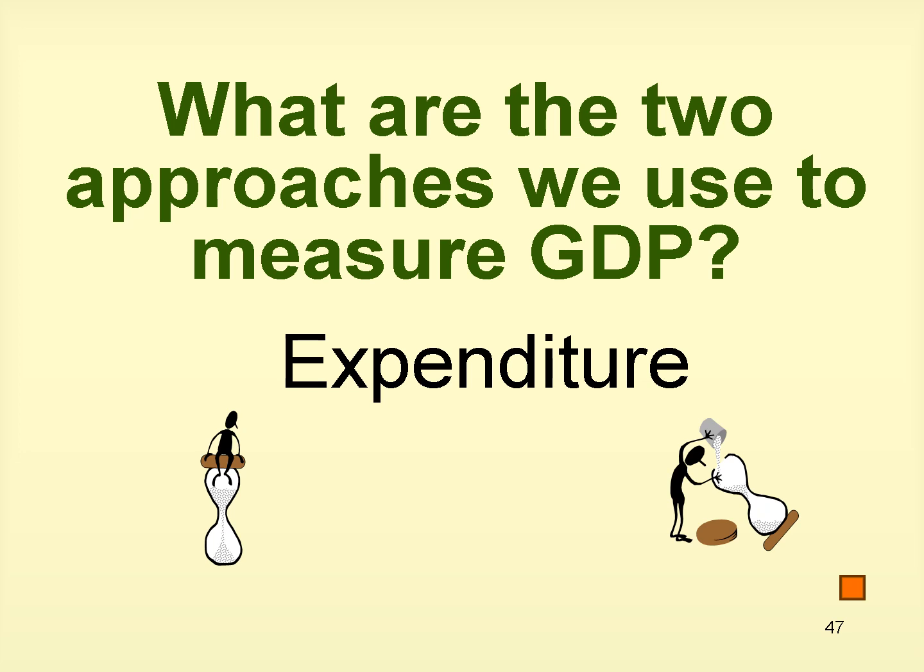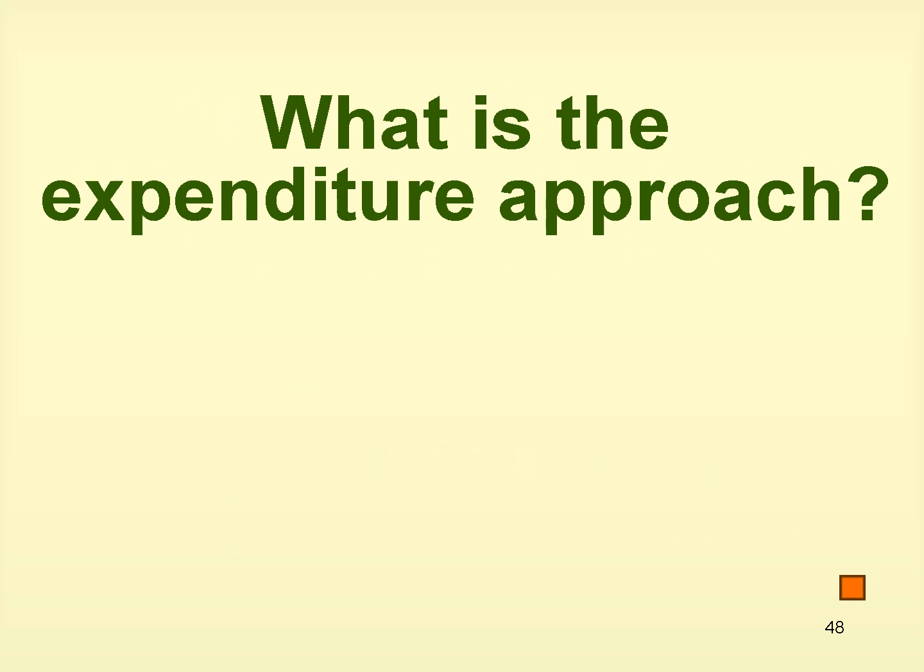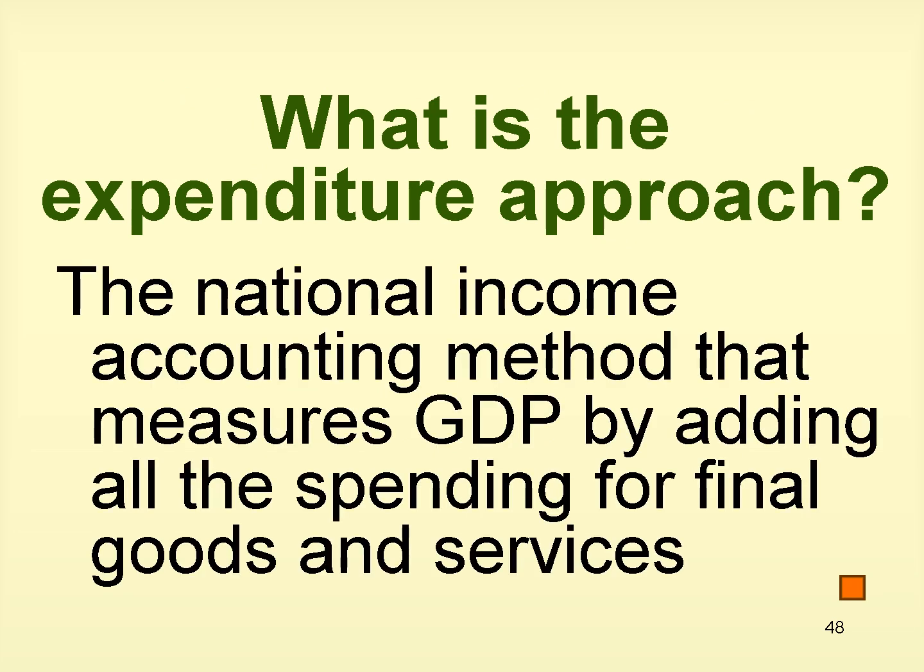Okay, the second approach is expenditure and also income. But you just keep the income aside; we are concerned about the expenditure. What is the expenditure approach? The expenditure approach is the national income accounting method that measures GDP by adding all the spending on final goods and services. So they are concerned with all the spending, focused on the consumption of final goods and services.